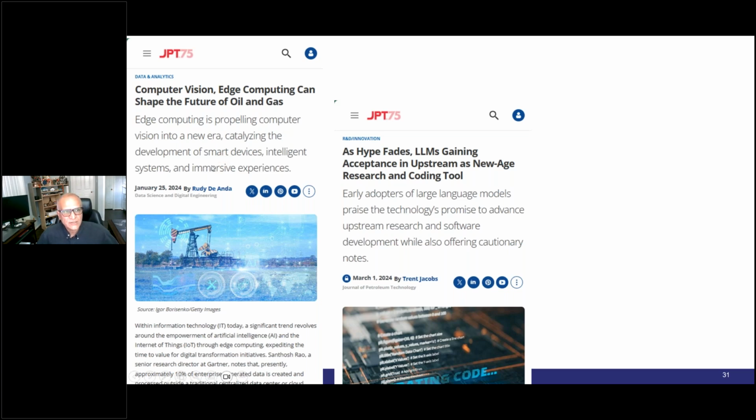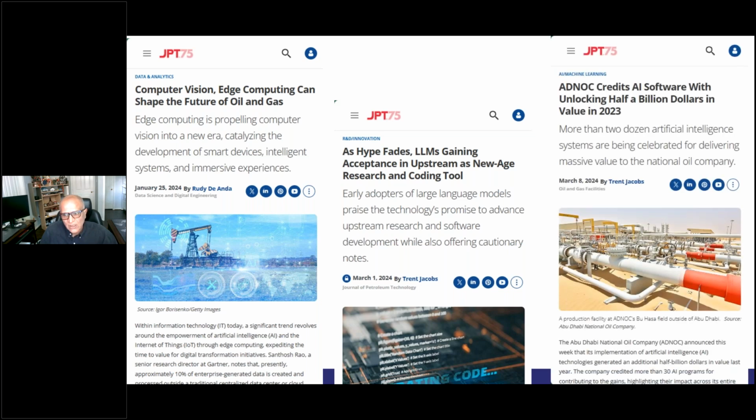using computer vision, edge computing, generative AI, large language models, etc. Don't let this terminology scare you away from it, because this is going to be the way of life for us. So better we embrace it. But everything, regardless of sophistication of this technology, and I'll repeat it, everything starts with the data, right? Now, ADNOC claims that using such AI software, they are unlocking $500 million value.